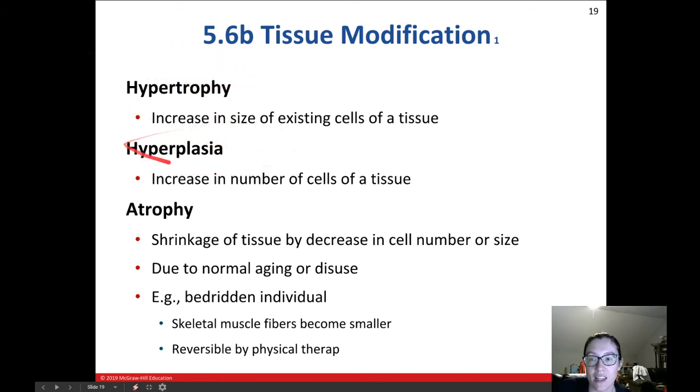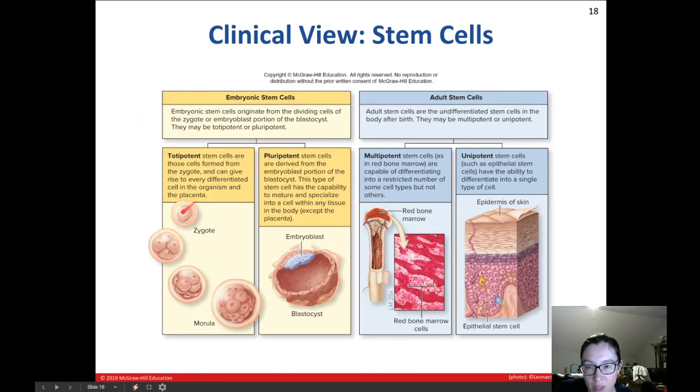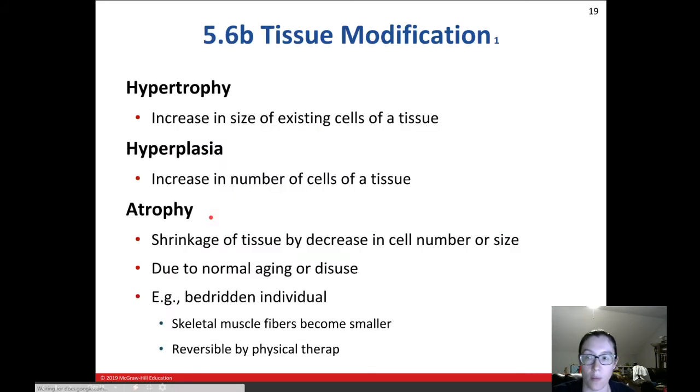Hyperplasia would be increase in the number of cells in a tissue. And so like we were looking here, obviously we started with 1 cell and now we have 4 and now we have 8 and now we have 16. So that's going to be like hyperplasia. We're increasing the number of cells in a tissue. And that's a little bit less common. Hypertrophy is a little bit more common in the adult. Obviously, hyperplasia happens a lot when we're growing, like in the long bones and things. But once you're adult, hypertrophy is a little bit more common.